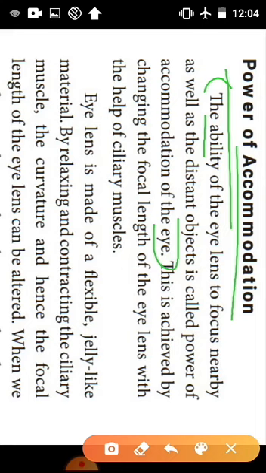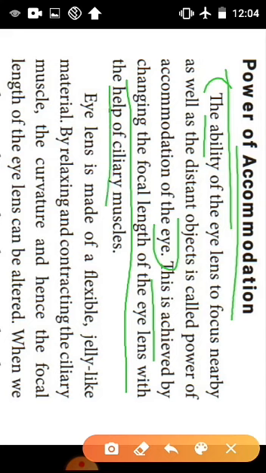The next one: this is achieved by changing the focal length of eye lens with the help of ciliary muscles. What is the function of ciliary muscles? The ciliary muscles are used to change the focal length of eye lens. So with the help of ciliary muscles, we change the focal length of eye lens.